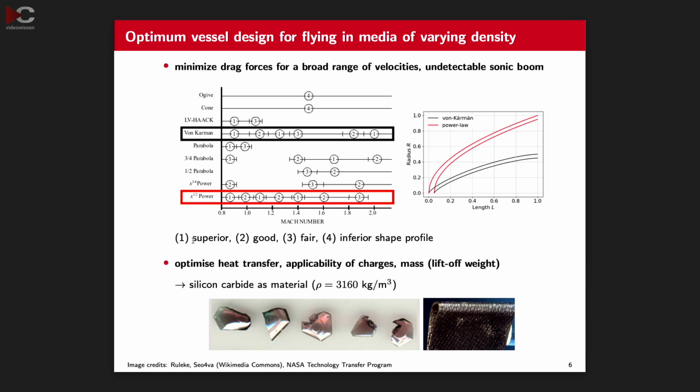And if you take a look at the right-hand side, you see a picture of a processed silicon carbide compound. This picture has been taken from the NASA Technology Transfer Program, and it shows that this material is actually used as heat shields for the space shuttle. So all in all, we already have a very promising material, and we have an idea how we can design the profile shape in order to minimize the drag forces.